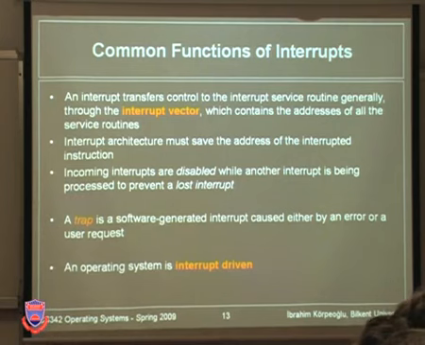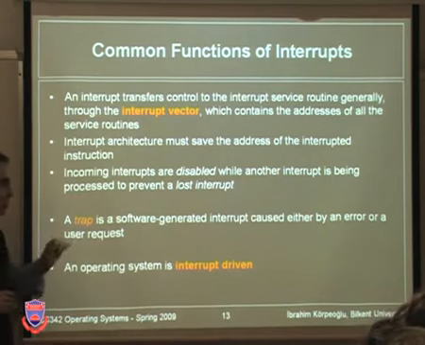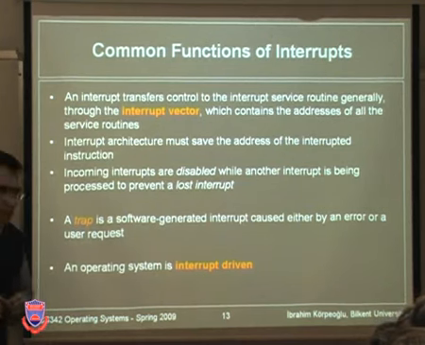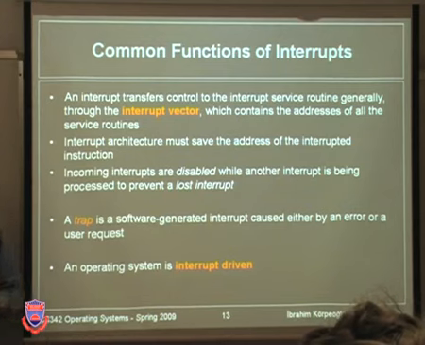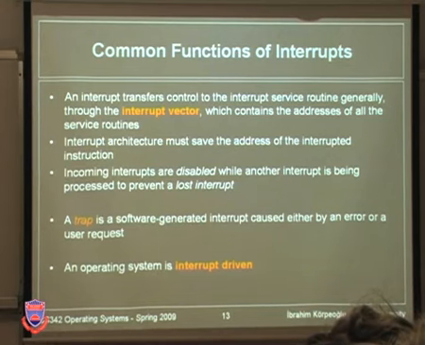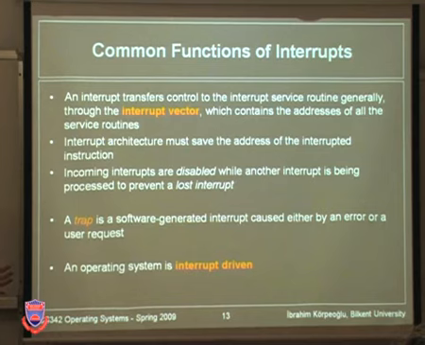What is that? A trap is a software-generated interrupt caused either by an error or a user request. So, for example, when the currently running application tries to divide by 0, what happens? It cannot divide by 0, right? The hardware detects that and stops the application, and the hardware automatically starts running a special operating system routine to handle that. This is called a trap, an exception. So this is generated by the currently running application because it tries to do something illegal, okay?